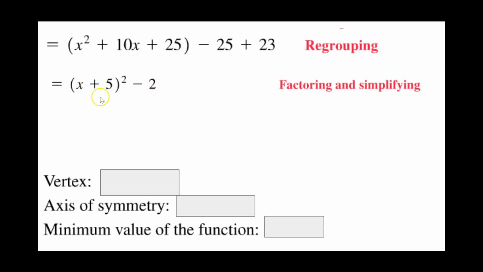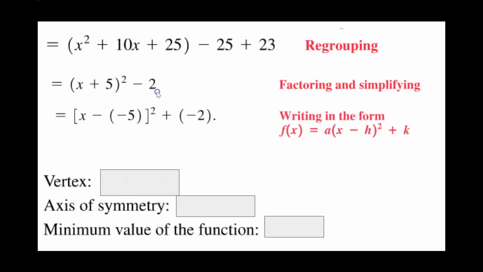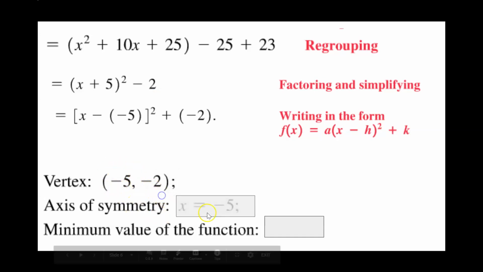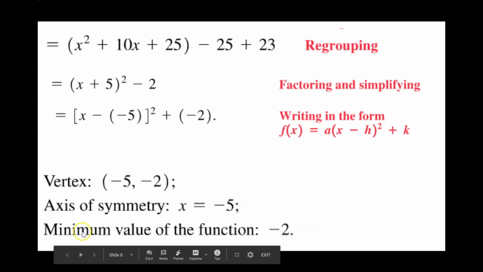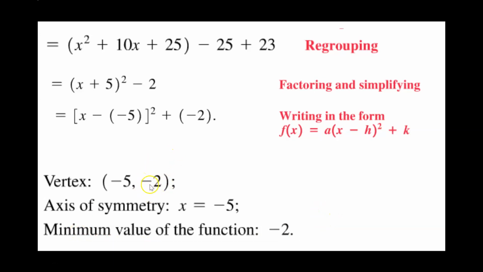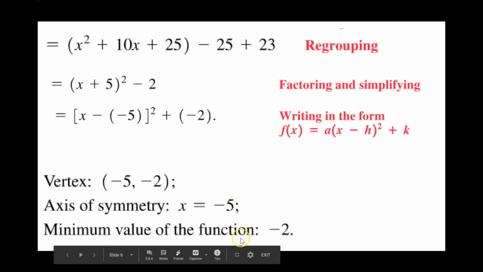So now that it's in this form, we can easily figure out the vertex. Again, change the sign. That's going to be -5. And then keep the same sign here, which is going to be -2. Axis of symmetry, always the x here. So x equals -5. This is going to be a minimum because it's a positive equation, which makes a happy face, and the lowest point is considered a minimum, which is going to be our y. So -2. You do not have to put y equals -2 for the minimum; you can just write the answer here. But for the axis of symmetry, you must put x equals.